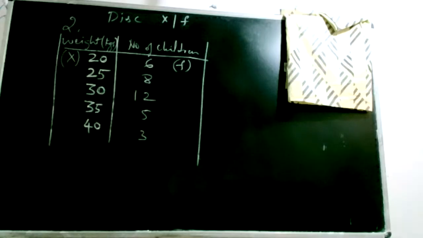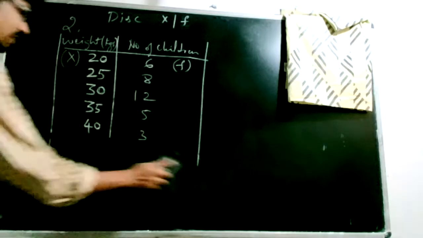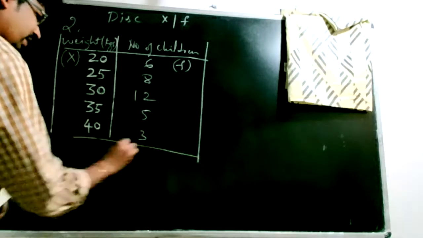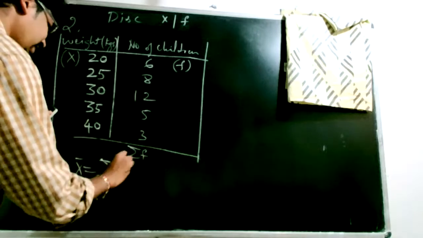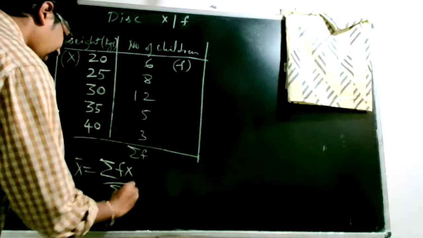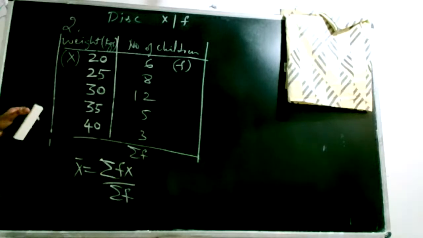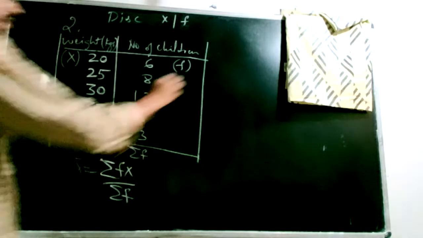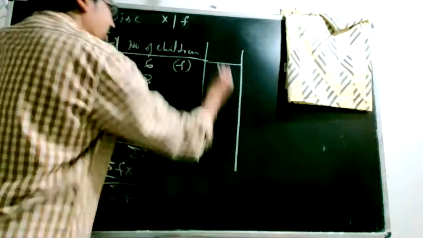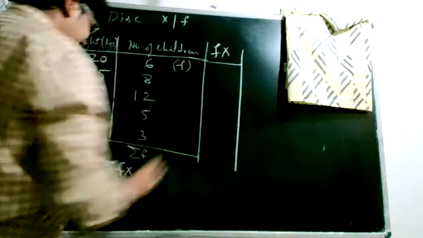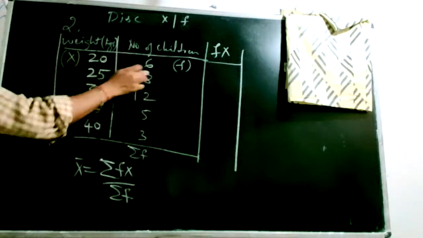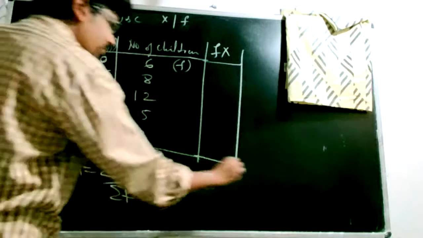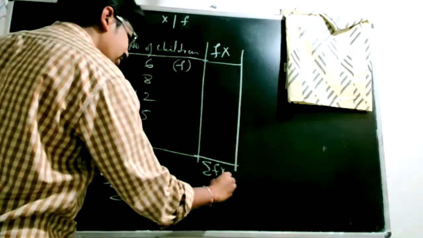So when we have x and f given to us, the arithmetic mean is given by the formula total of fx divided by total of f. So you have to obtain the product of f and x and divide the total of fx by total of f. So we have x values, f values here. Multiply each pair, write that product, and then obtain the total of that.